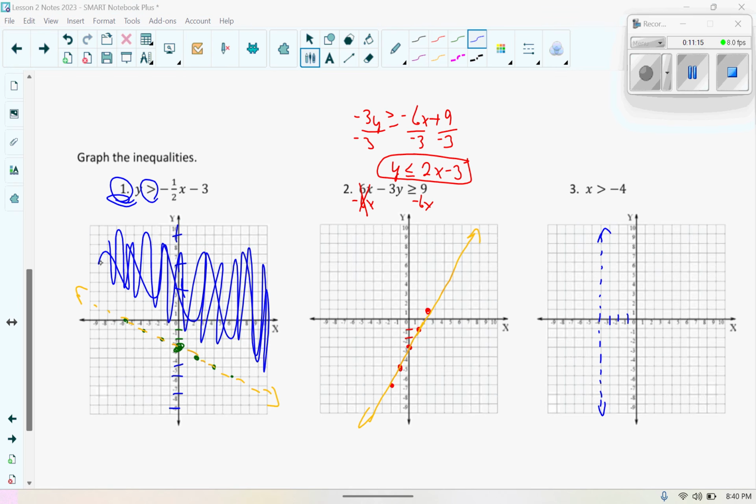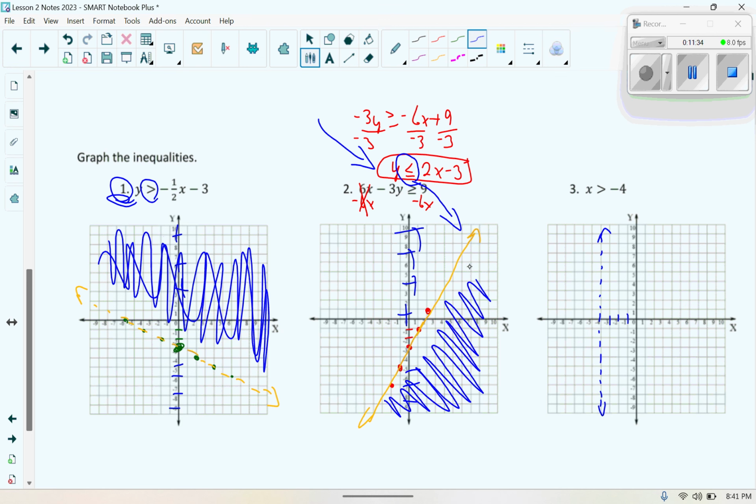This above and below will not work with any other form besides slope-intercept form. Notice that I have a solid line here because of that line underneath, and it's less than. This is all greater than, and this would be less than. This is going to be below the line. So I'm going to shade in this direction.